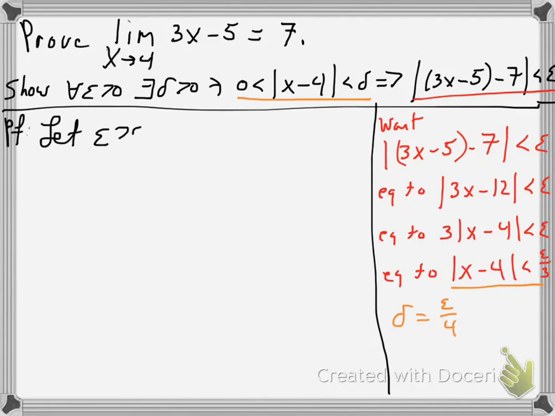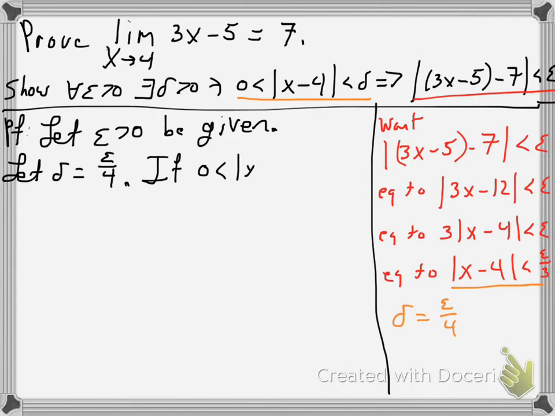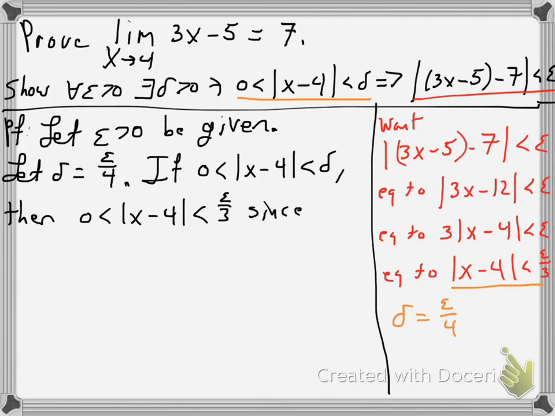So proof, we're going to let epsilon greater than 0 be given. Let delta equal epsilon, and again, it should say epsilon over 3. I'm going to fix this in just a second. If 0 less than absolute value of x minus 4 less than delta, then 0 less than absolute value of x minus 4 is less than epsilon over 3, since delta is equal to epsilon over 3. I narrate these after I write them, so I realized I made a mistake. So the delta is epsilon over 3.